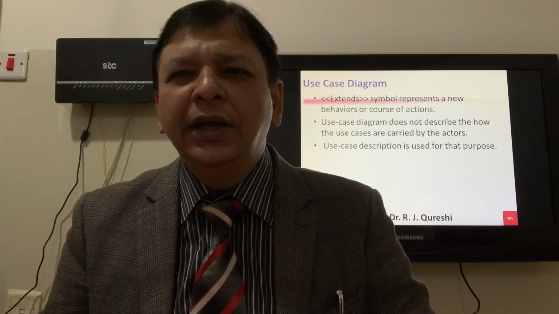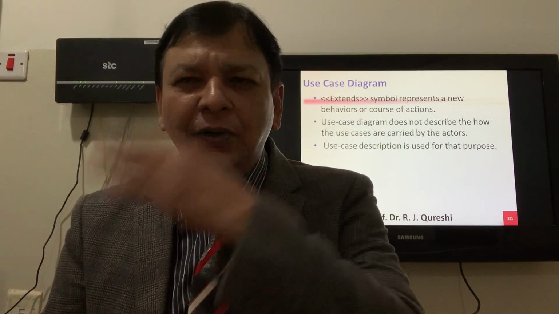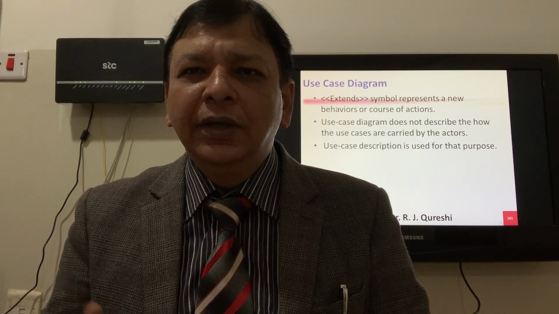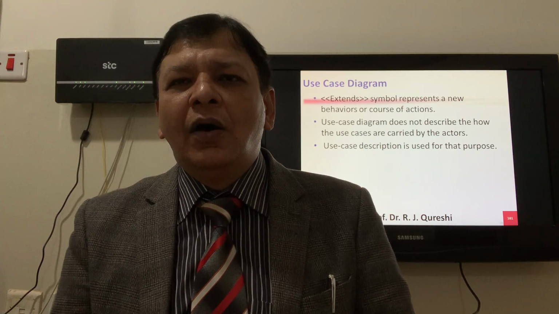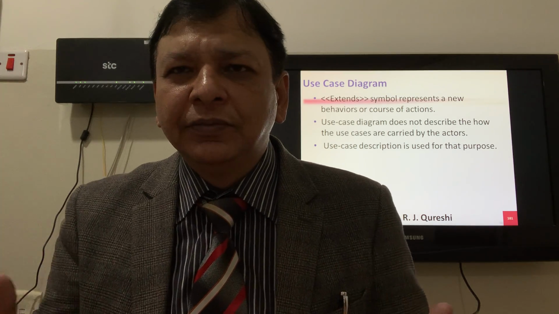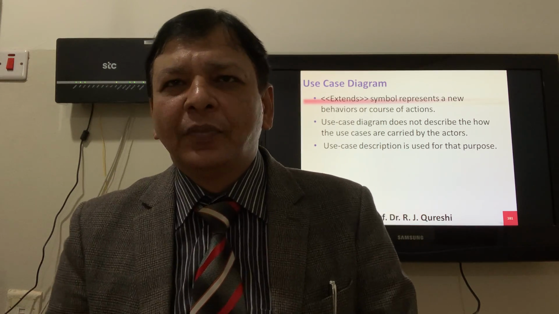Or for example, in an ATM system, you insert your card and you enter your PIN, and your PIN is wrong. So that means it is extend. So we have uses or includes, and we have the extend relation.